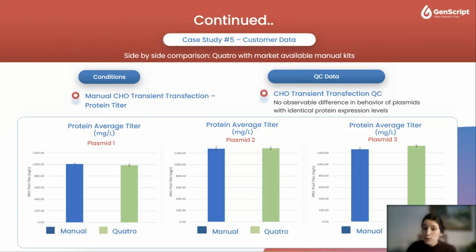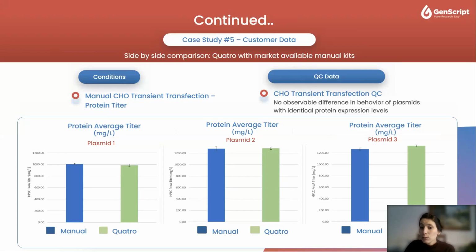After that, the client took those plasmids, both the 3 from the manual prep as well as the 3 from the Quattro, which is the automated prep, and they did a transient transfection. And they tested the average titer of the protein.